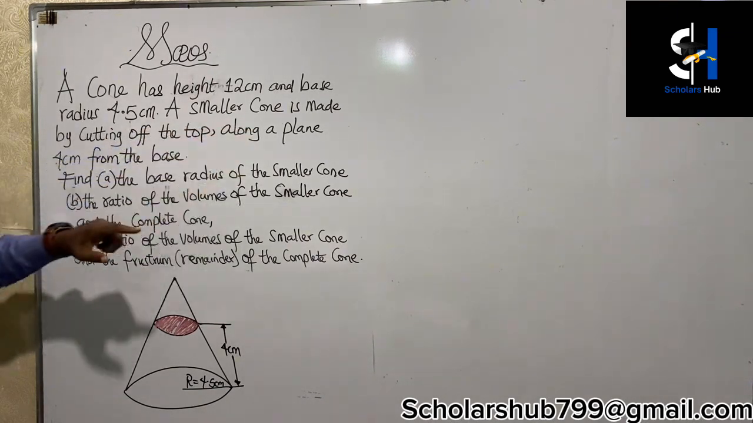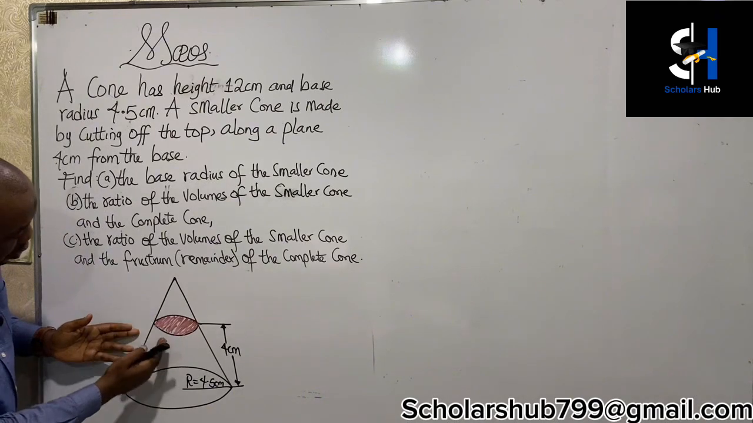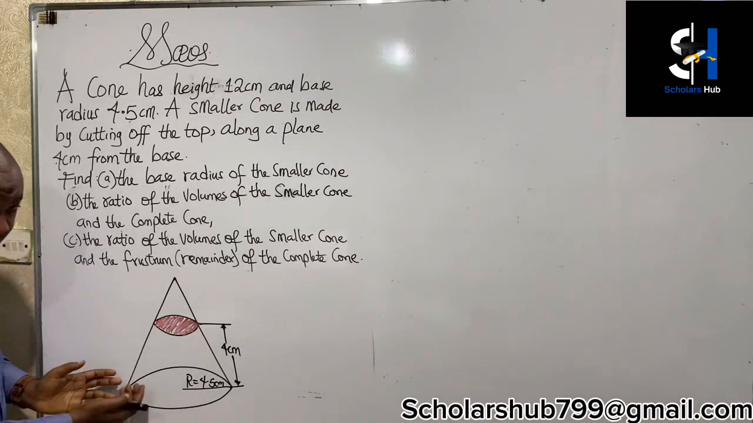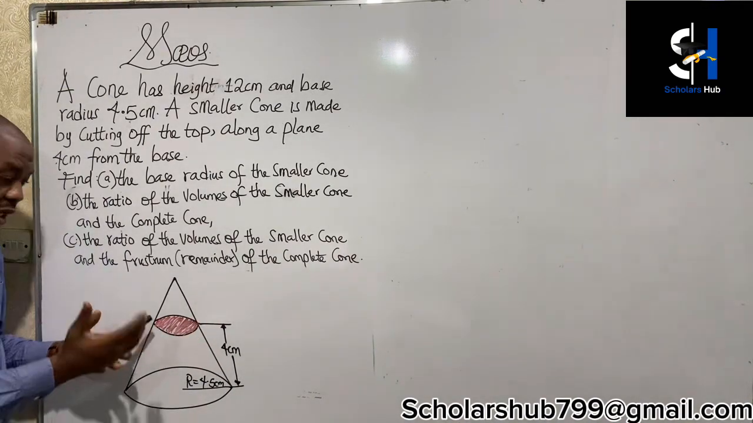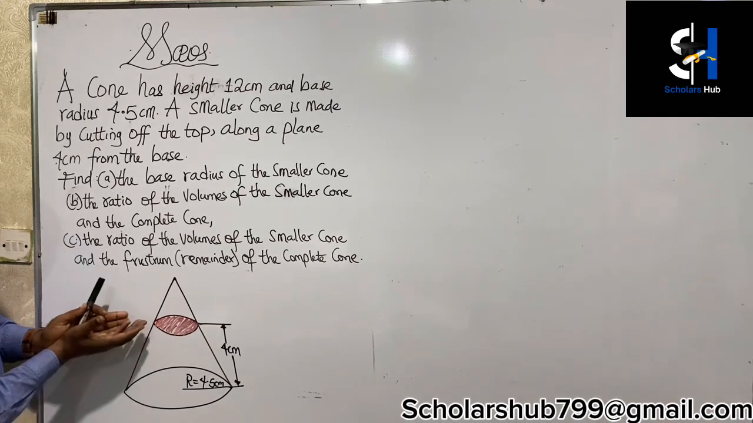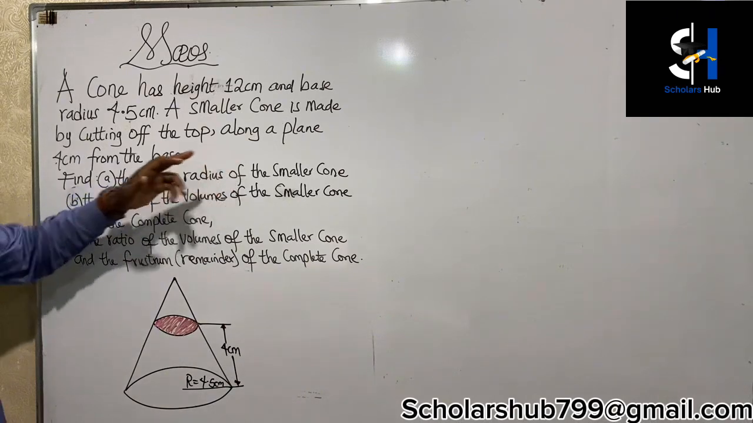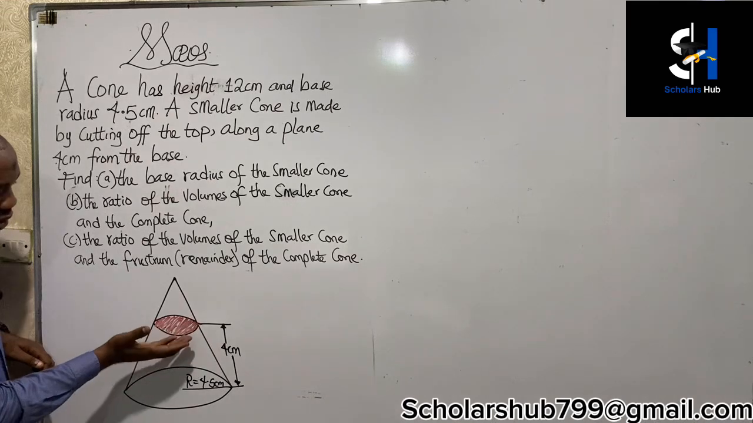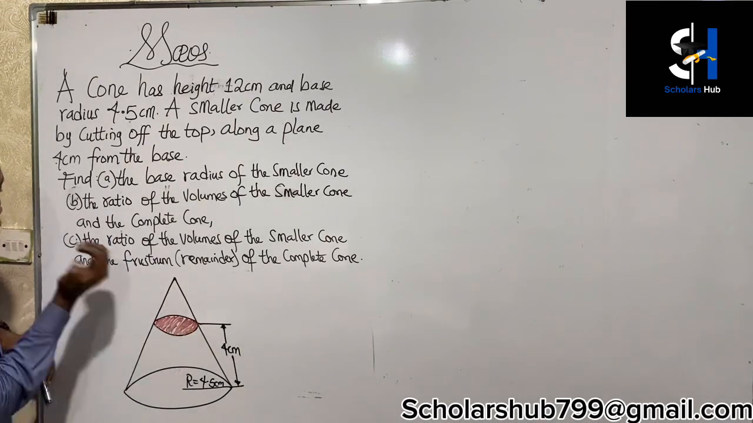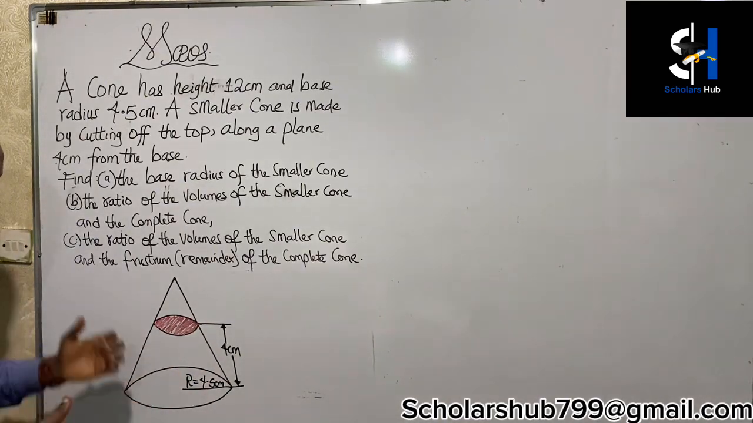A smaller cone is made by cutting off the top along a plane 4 centimeters from the base. So this smaller cone is made from the larger cone by cutting off the top of the larger cone. Which means we have a smaller cone and a larger cone. The plane along which the smaller cone is cut off is 4 centimeters to the base of the larger cone.